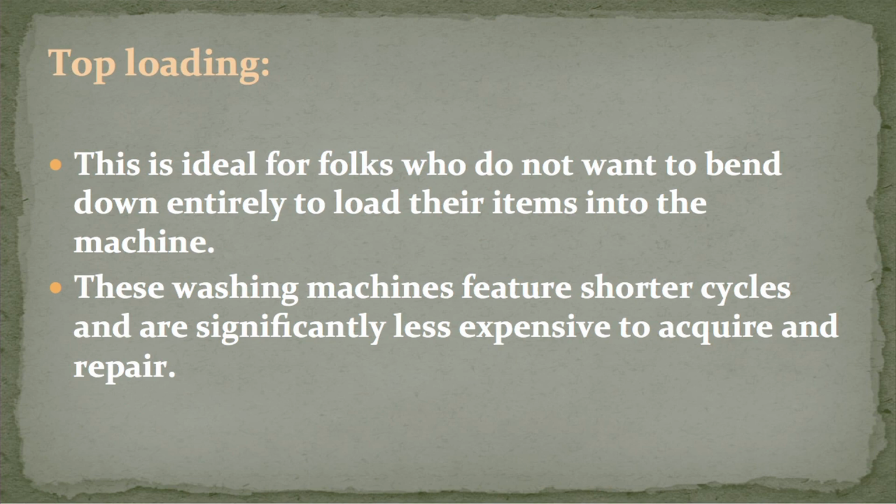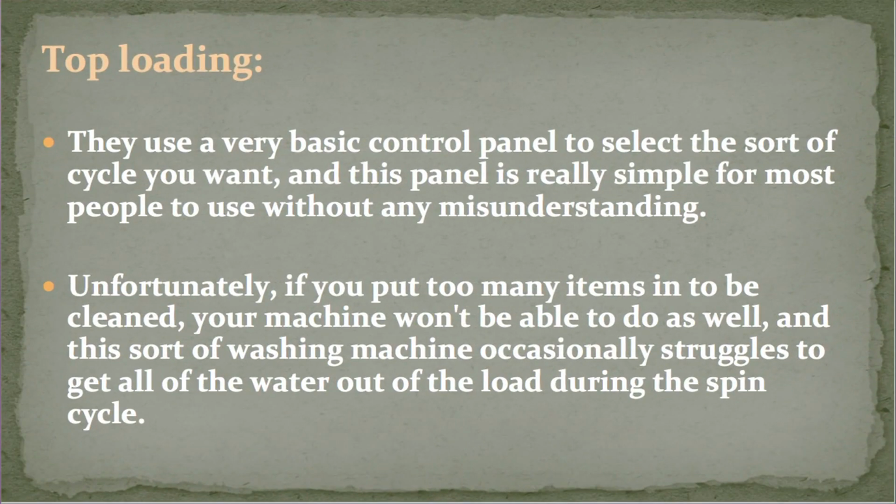On the other hand, top load washing machines are available in both manual and fully automatic versions. These machines are filled from the top. This is ideal for folks who do not want to bend down entirely to load their items into the machine. These washing machines feature shorter cycles and are significantly less expensive to acquire and repair. They use a very basic control panel to select the sort of cycles you want, and this panel is really simple for most people to use without any misunderstanding.